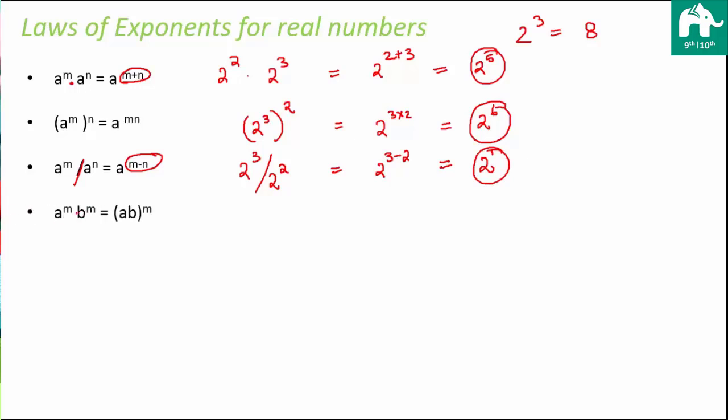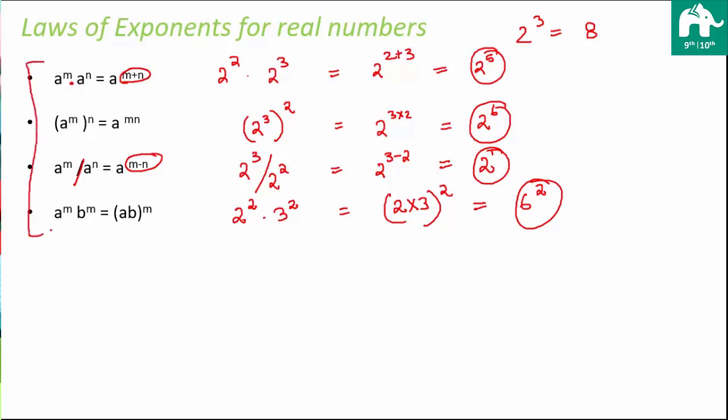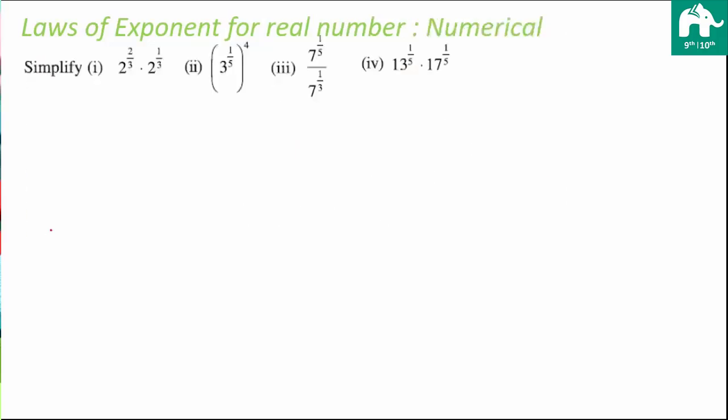And finally, a to the power m into b to the power m. For example, if you have 2 to the power 2 multiplied by 3 to the power 2, that actually means 2 into 3 to the power 2, which is equal to 6 to the power 2. So these are the 4 laws which you need to remember. And based on these laws, let us practice a few questions.